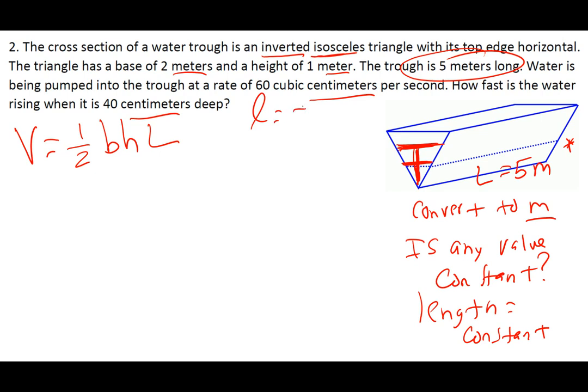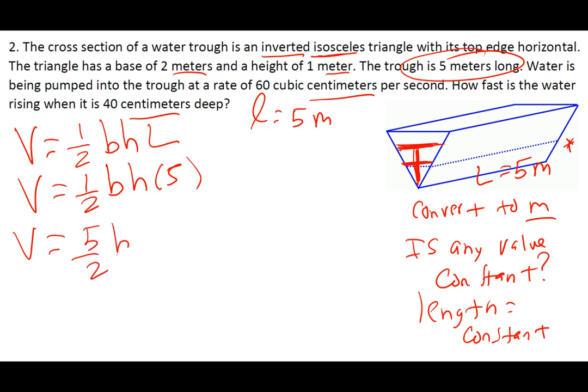You could do it here. Whatever makes the most sense to you, because it's constant, you would say 1/2 base times height times 5. Simplify, you would get that that is equal to 5/2 B times H. Let's talk about what other information we have. Water is being pumped into the trough at a rate of 60 cubic centimeters per second. So that's the change in volume, which is dV/dt.